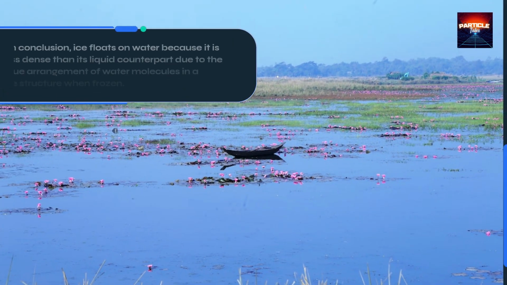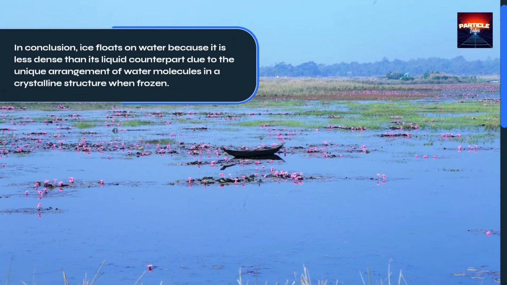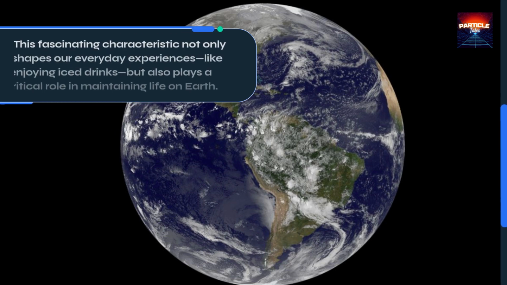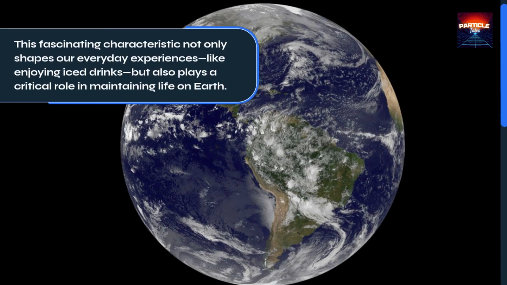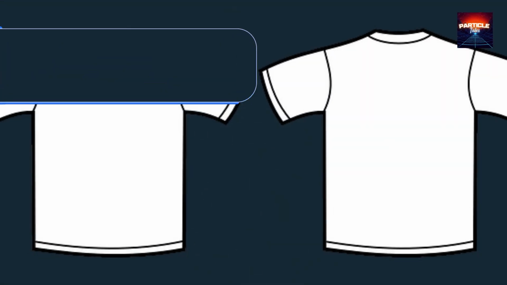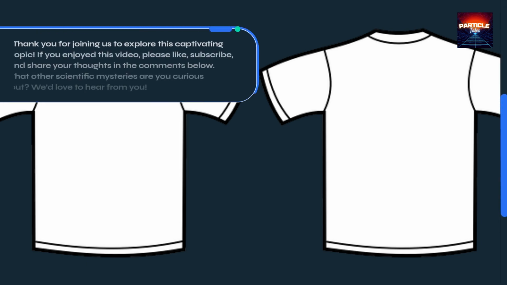In conclusion, ice floats on water because it is less dense than its liquid counterpart due to the unique arrangement of water molecules in a crystalline structure when frozen. This fascinating characteristic not only shapes our everyday experiences, like enjoying iced drinks, but also plays a critical role in maintaining life on Earth. Thank you for joining us to explore this captivating topic.